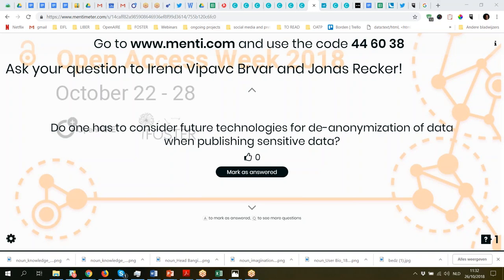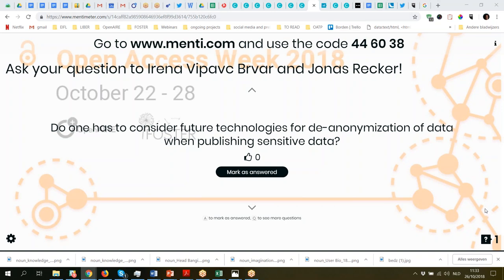I think for individual researchers, this is a really hard one. I would agree with Irena that you should deposit the data in a repository that has discipline-specific expertise. In this case, sensitive data will not go into a general repository like Zenodo anyway, so it will have to be protected. But I think that we as data archives and data repositories have to monitor the situation.